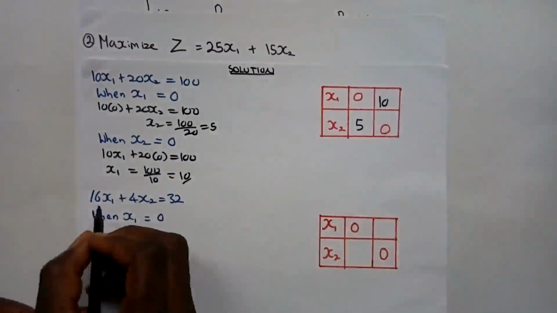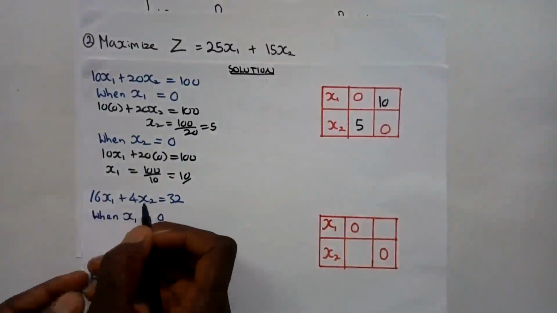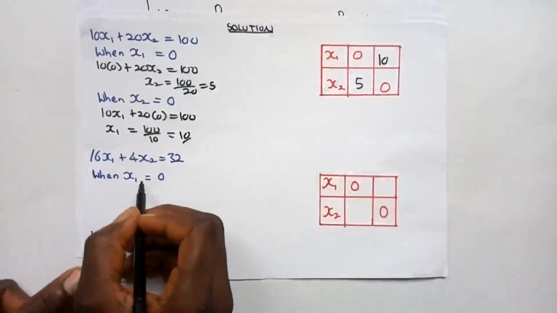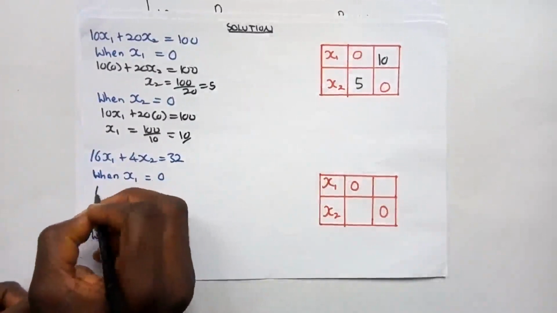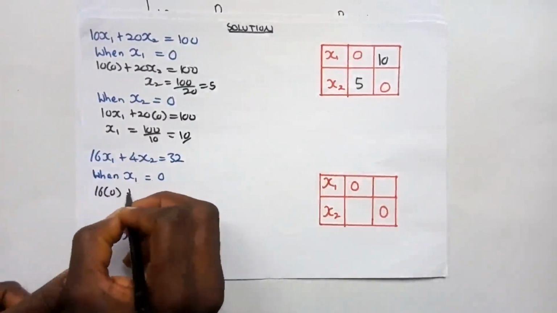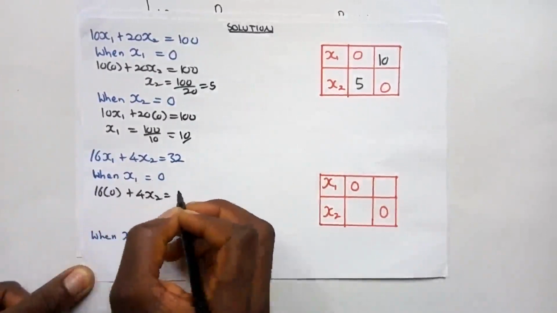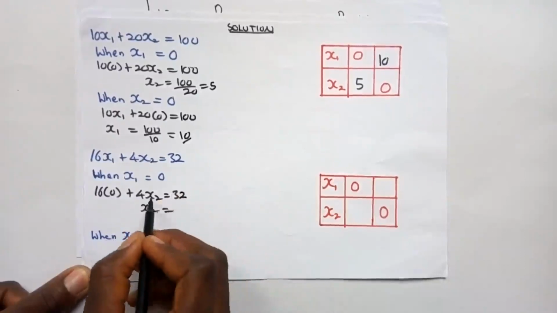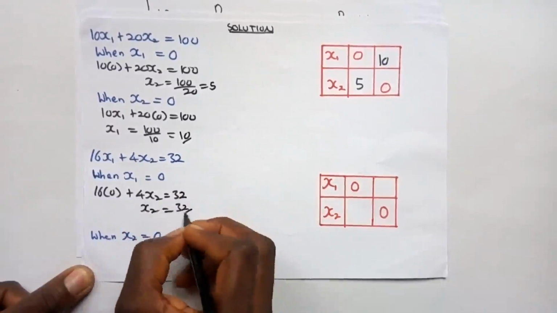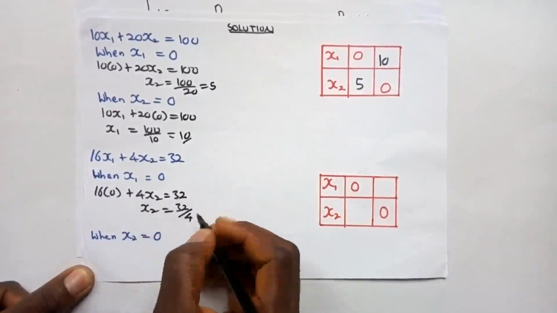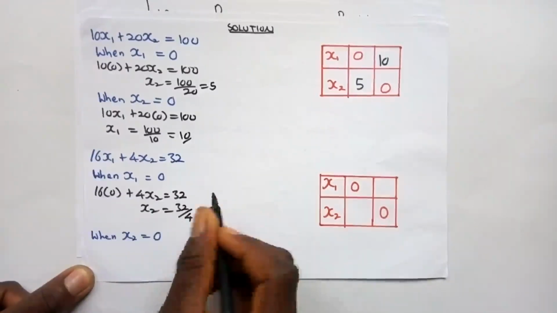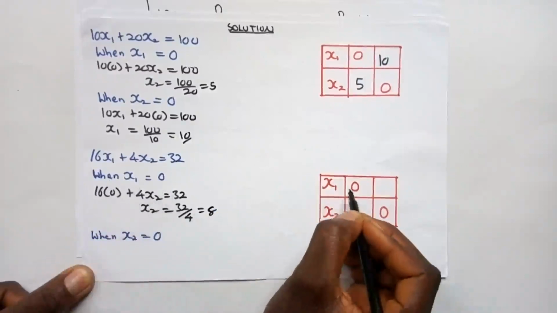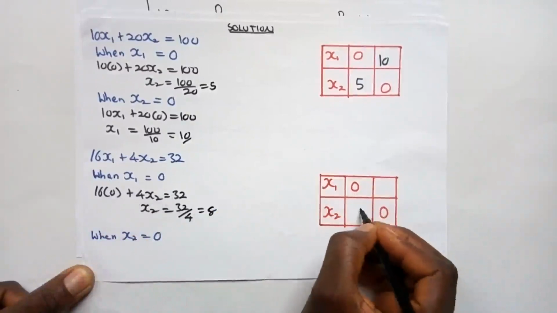Go to the second constraint. 16S1 plus 4S2 is equal to 32. When S1 is equal to 0, so 16 multiplied by 0 plus 4S2 is equal to 32. S2 is equal to 32 divided by 4. So 32 divided by 4 gives us 8. So when S1 is equal to 0, S2 is equal to 8.